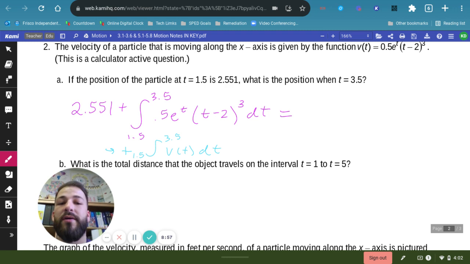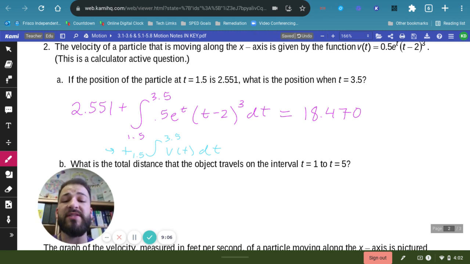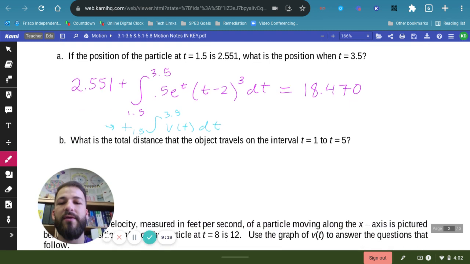And then typing it in, you should get 18.470, and we are going to round it off at 3 decimal places. 3 decimal places is AP standard. So anytime we get a calculator question, always round it to 3. In this case, it was 18.4701. So that 1 just rounded our 0 to 0.